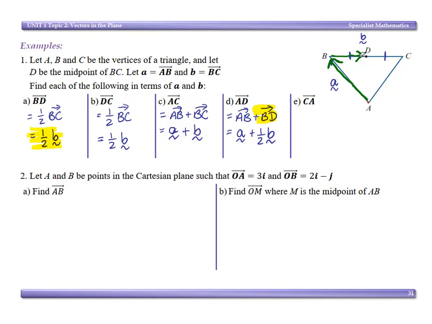Get rid of those arrows. CA is that vector there. So we start at the start of C, go to B, B to A. So this equals CB plus BA. So that's going to be minus B minus A, which you could also write as minus A plus B.